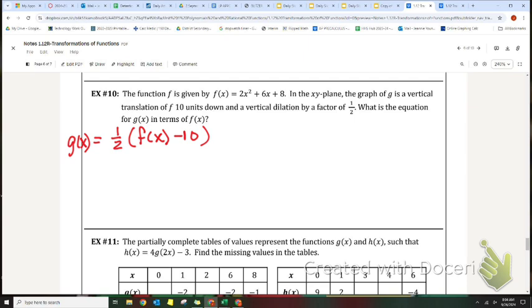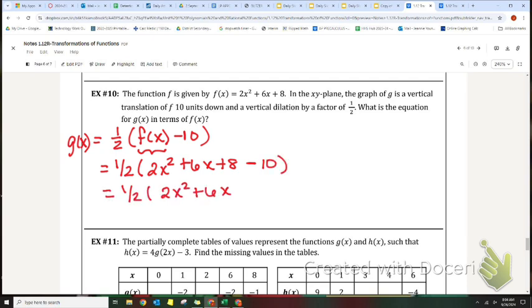All right, but since we know f of x on this one, unlike the other one, we can plug it in. So we get 1/2 times f of x is 2x squared plus 6x plus 8, and then we have our minus 10. So this is 1/2 times 2x squared plus 6x minus 2. And if you distribute that 1/2, you'll get x squared plus 3x minus 1. So there's our new equation.